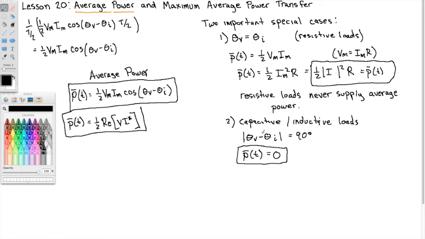This is because the capacitor receives power, right? It absorbs, and then it supplies power. Absorbs, then supplies. Absorbs and supplies. Same with the inductor. And so on average, neither one is supplying or absorbing power. Okay, let's look at a couple examples now.